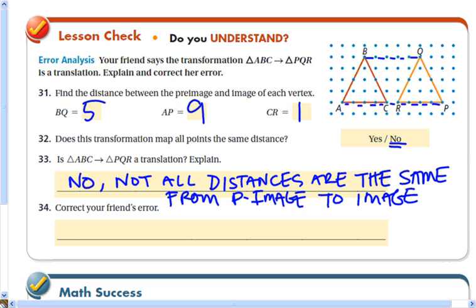So, if our friend said we are mapping ABC to triangle RQP, that would be a translation.